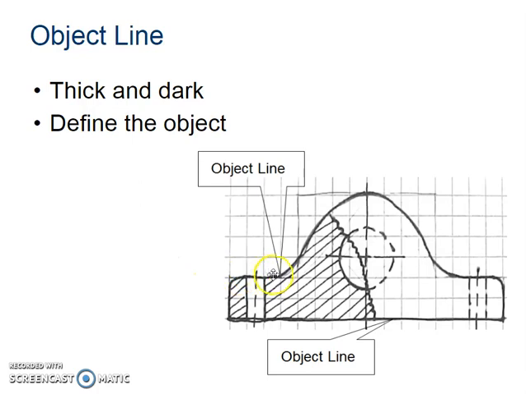You've got the object lines. Object lines are a nice thickness all the way around the object. You'll notice that the object line is a lot thicker than the construction line around the outside. So when you look at an object, you should be able to see it right away.